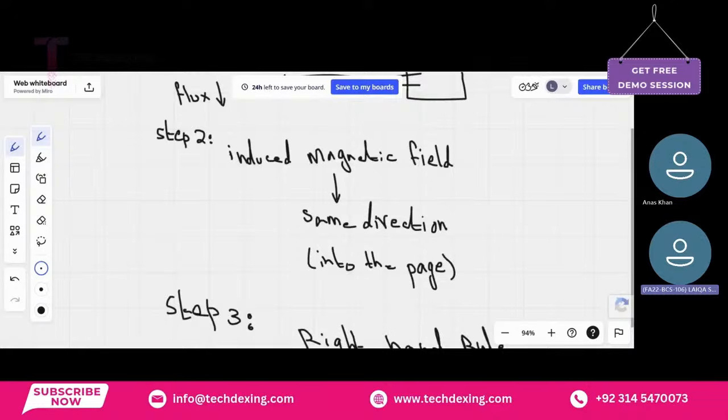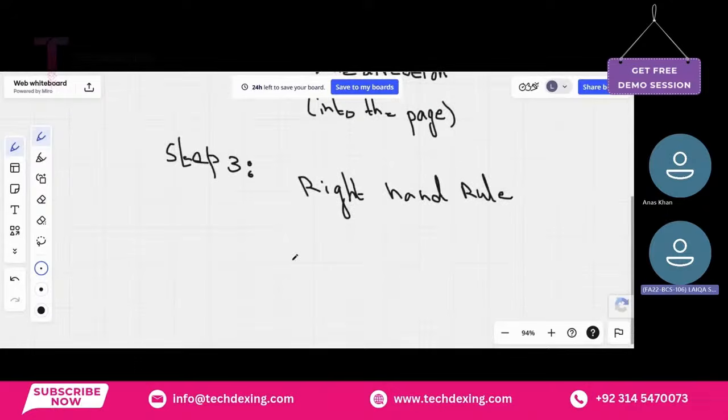And what would be the direction of the curl of our fingers? Towards the screen. So it would be clockwise, right? Very good, excellent. So the induced current would be clockwise.